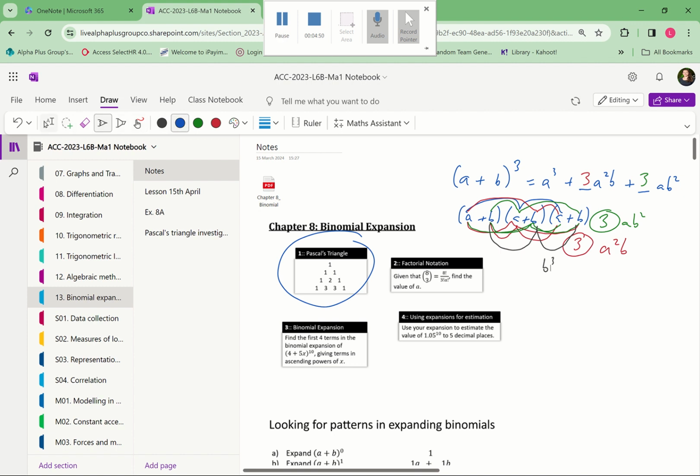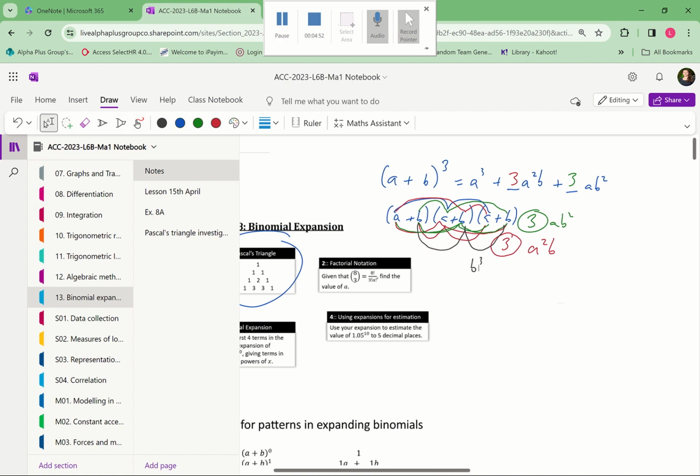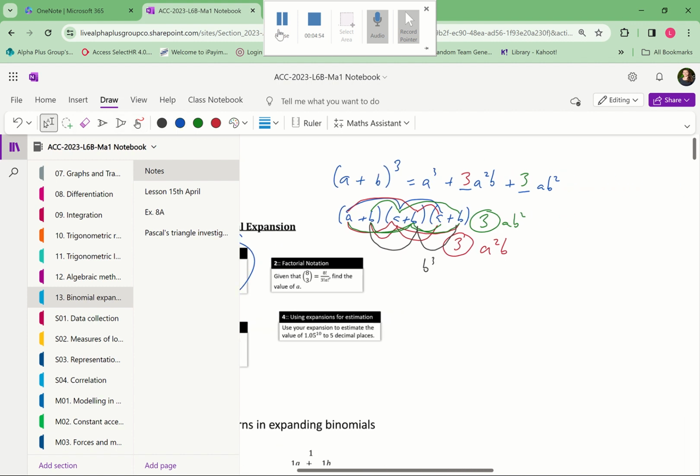I just need b times b times b. There are not different combinations of ways I can make that term, so it's just going to be one lot of b cubed. That's why combinations of ways of doing things feeds into this topic, and this is why the numbers in Pascal's triangle give us the coefficients of our binomial expansion.